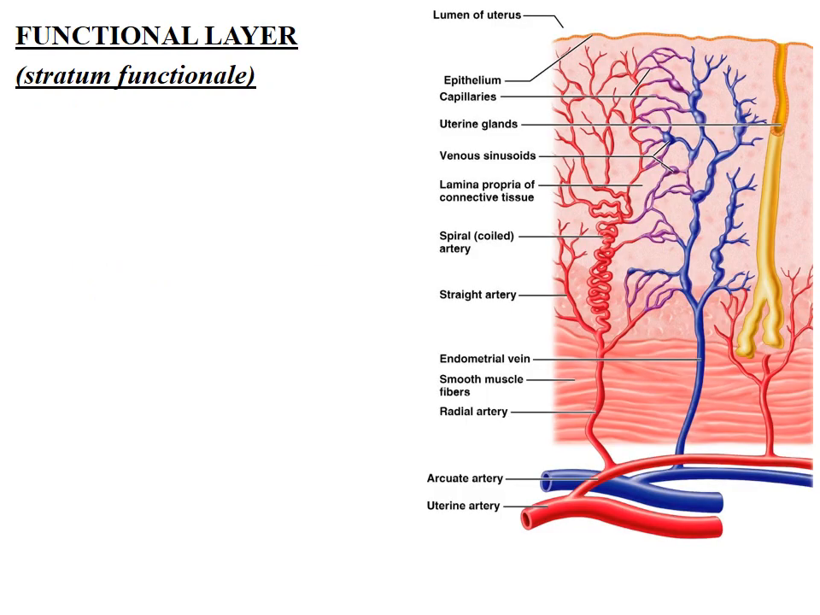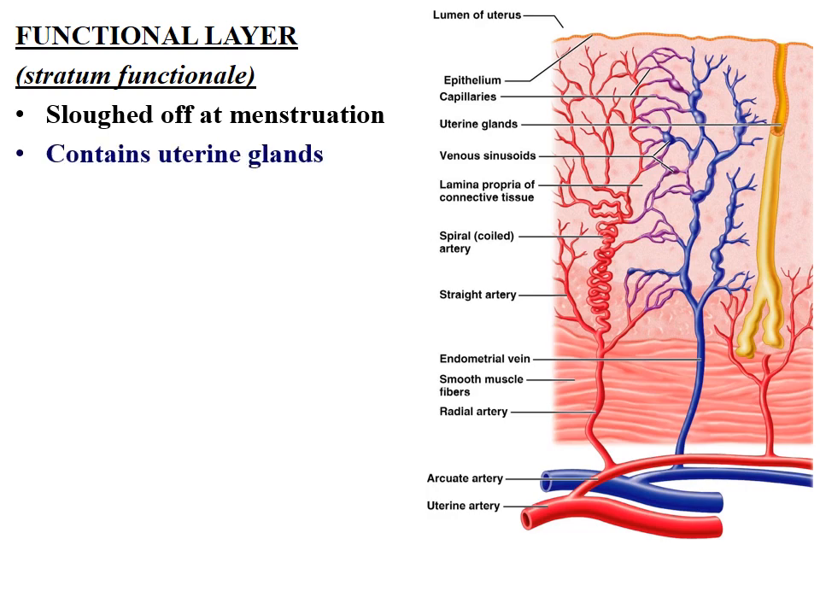So these are the functional layers. That is the stratum functionale. That is the one which is sloughed off at the time of menstruation, and it contains the uterine glands. So you can appreciate the uterine glands here. These are the uterine glands. This particular layer is the one which is lost along with the menstrual blood.